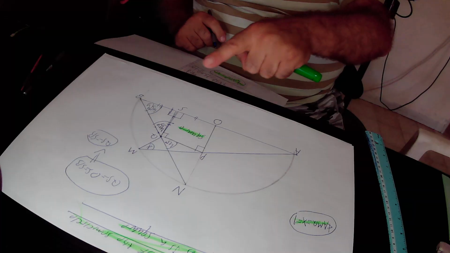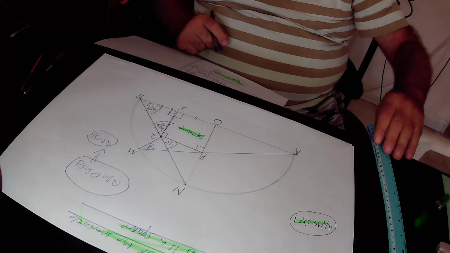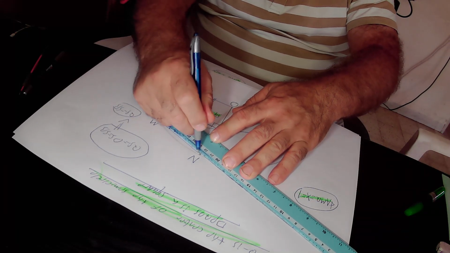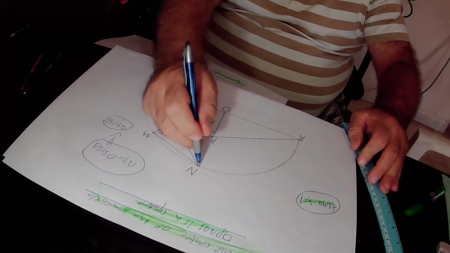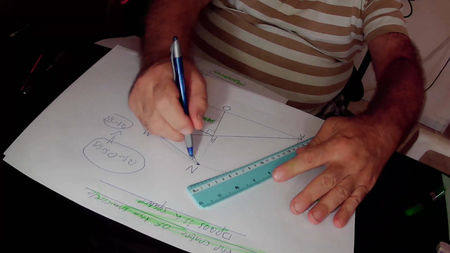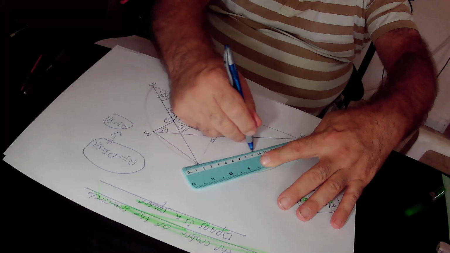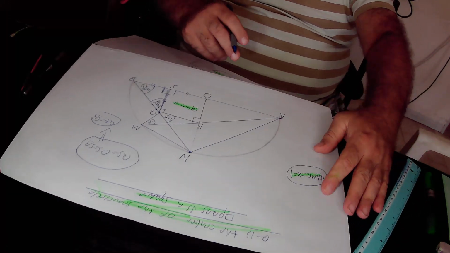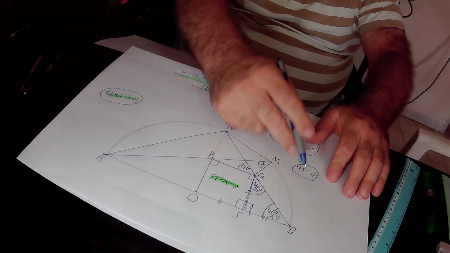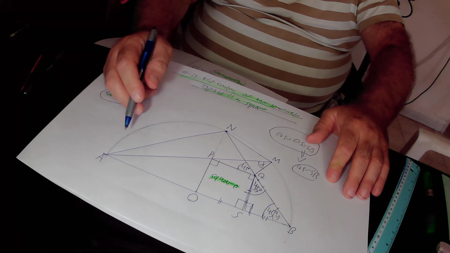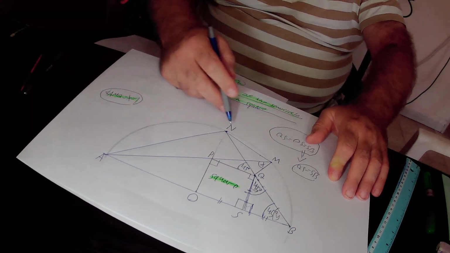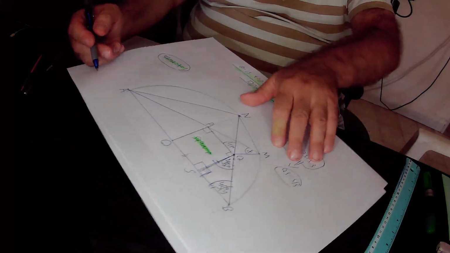In the next step, we will join points M and N together by a straight line. And we will join points N and A together by a straight line. By joining points N and A, we created triangle ANB. Triangle ANB subtends on AB. AB is the diameter of this semicircle.